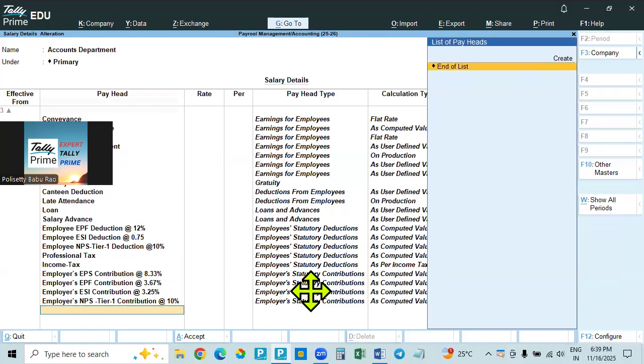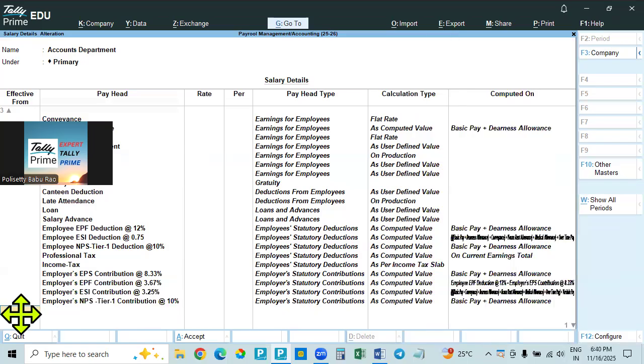After completing this, if you click, it will come to the next line. If there is another head, it will enter. Again enter, it will come here. It will come here. Okay, and I will show you later.